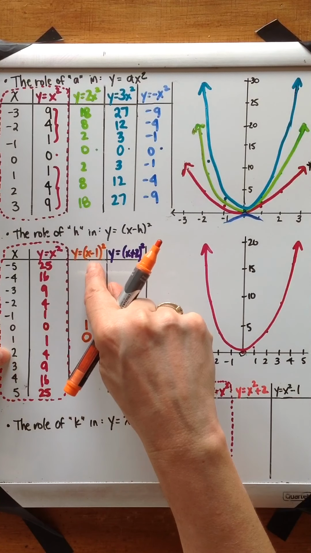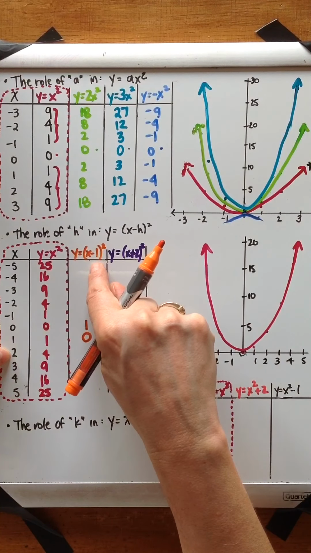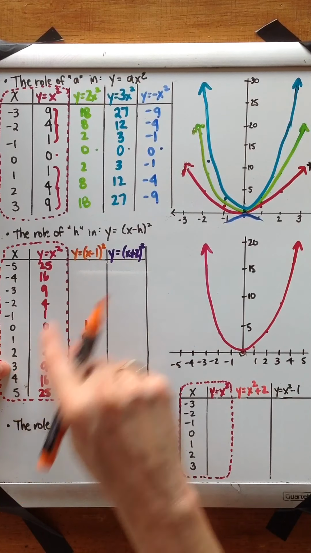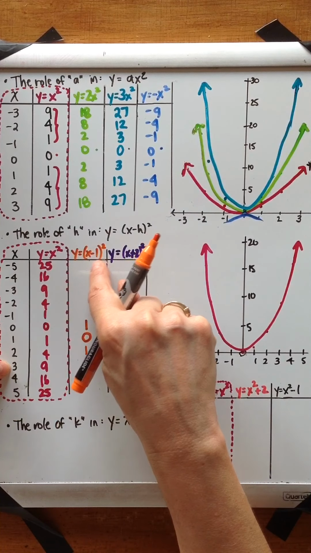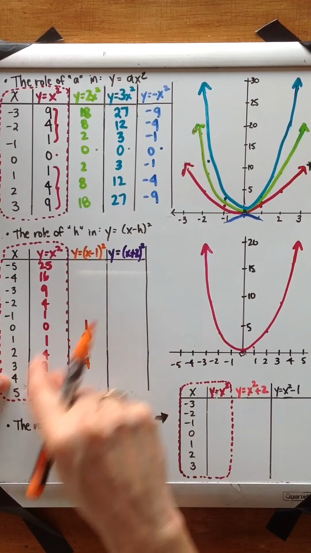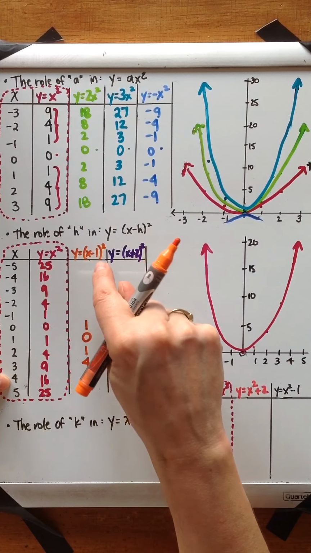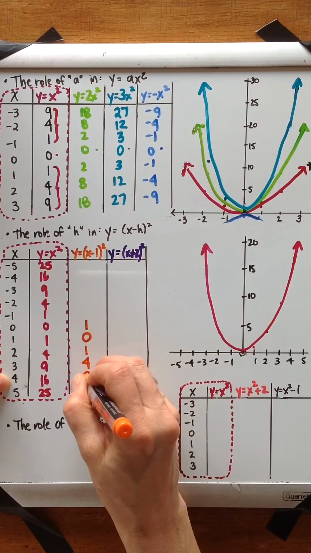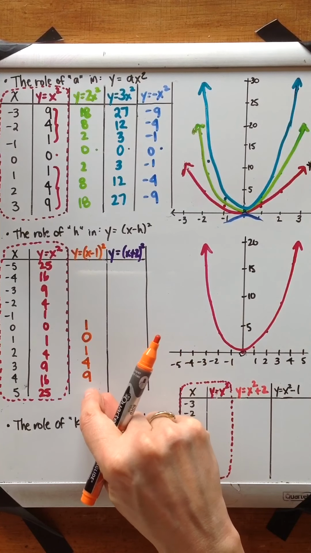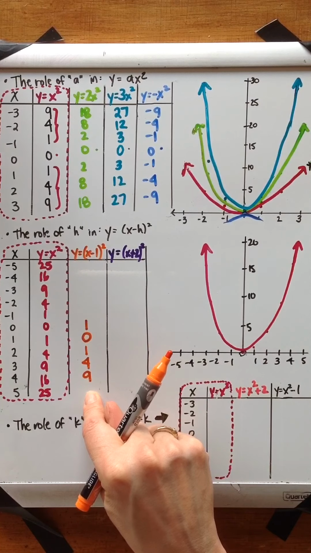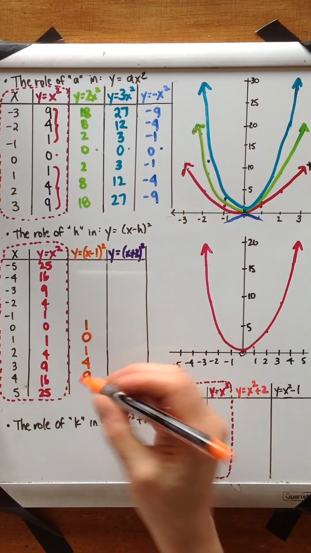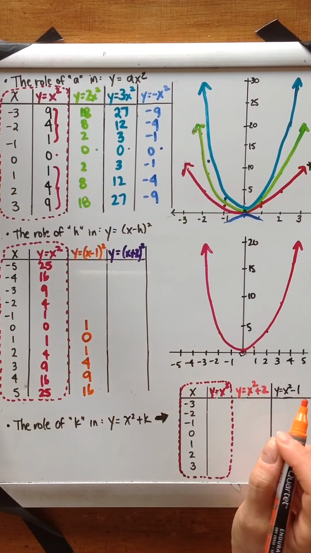Let's put in 2 for x. 2 minus 1 is 1. 1 squared is 1. Let's put in 3 for x. 3 minus 1 is 2. 2 squared is 4. Putting in 4 for x. 4 minus 1 is 3. 3 squared is 9. See a pattern evolving? Can you predict this next number before we even put it in? Well, let's put it in and check. 5 minus 1 would be 4. 4 squared would be 16.